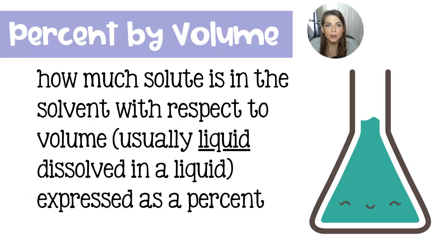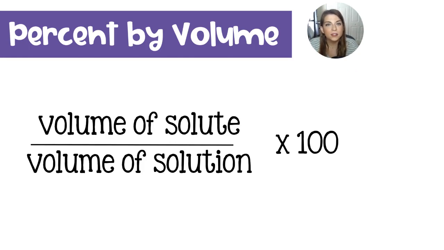We can do the same thing in percent by volume, and this is how much solute is in the solvent with respect to volume, and that's typically for when we have a liquid dissolved in another liquid. In the real world, this is often for drinking alcohol. It'll have a percent alcohol by volume, but even in rubbing alcohol, where you have like 97% or 91% alcohol, 70% alcohol, those are by volume. The equation there is the volume of the solute divided by the volume of the solution, again, multiplied by 100 to convert it into a percent.